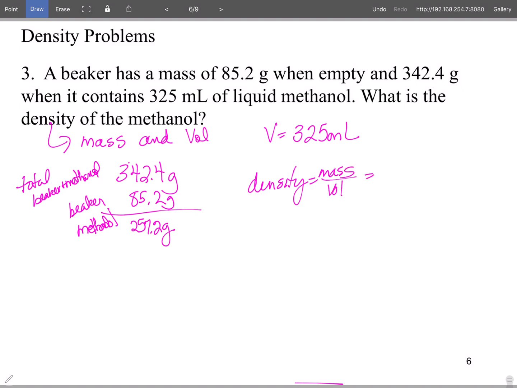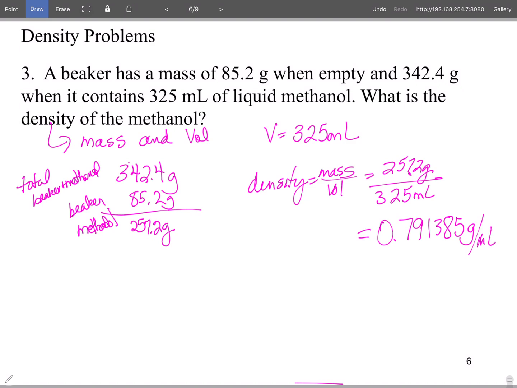And we know that. So it's 257.2 grams divided by 325 milliliters, which gives us a density of 0.791385 grams per milliliter if we were using significant figures.